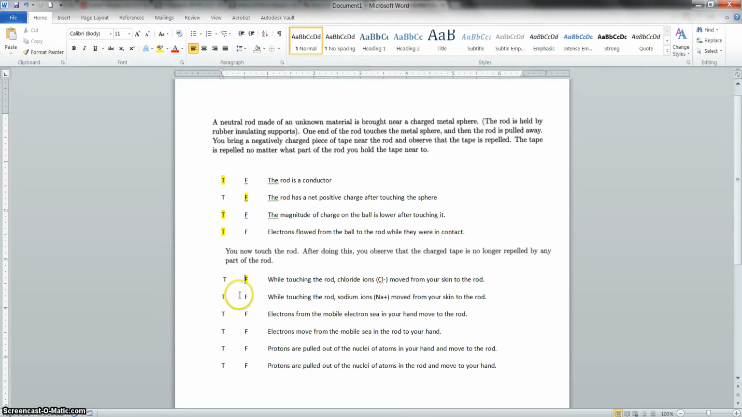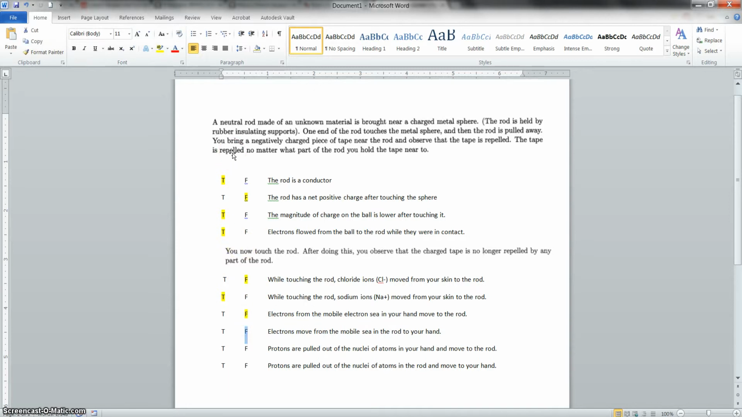However, the positive sodium ions would move to the negative rod. So that answer is true. Next, electrons from the mobile electron sea in your hand move to the rod. Now, I think this is a poorly worded question because the sodium and chloride ions in the salt water in your skin actually can act as a mobile electron sea. However, I think what the instructors were looking for is that the mobile electron sea is something that you only find in a metal, not in a complex insulator like our skin. So I'm going to answer that as false.